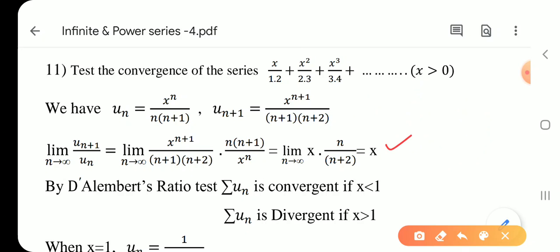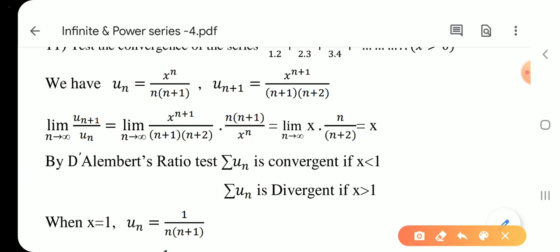There are three possibilities for x. X can be either less than 0, greater than 0, or equal to 0. Here, the D'Alembert's ratio test is taken with respect to 1. The series is convergent if x is less than 1. It is divergent if x is greater than 1. The ratio test fails if x is equal to 1. So here we will consider x with respect to 1. If it is less than 1, the series is convergent. If x is greater than 1, the series is divergent.